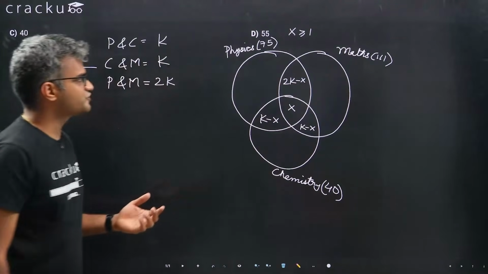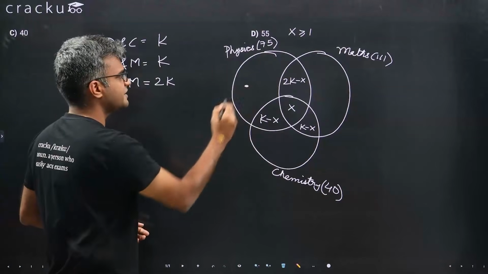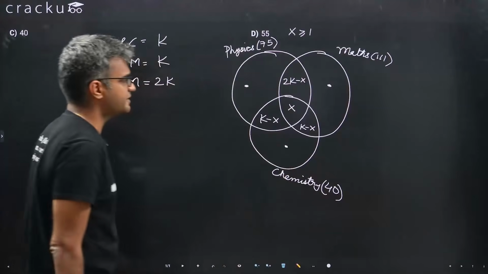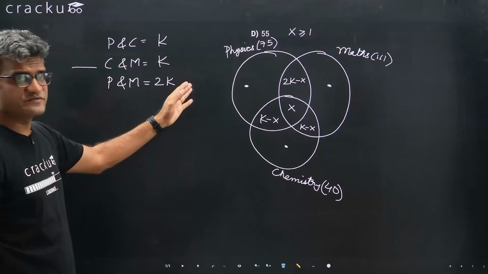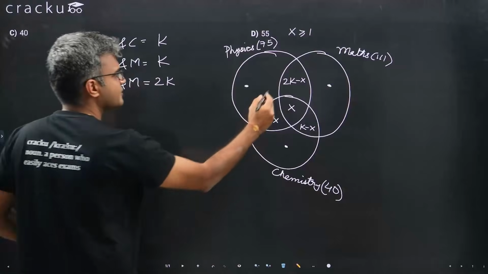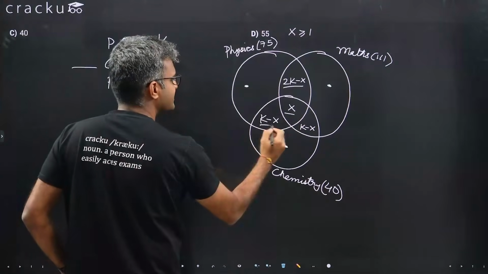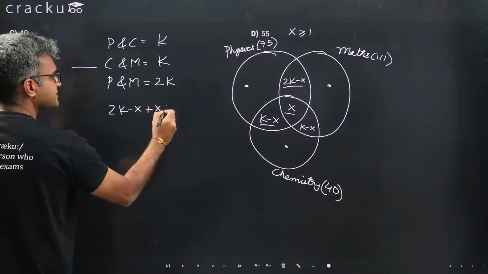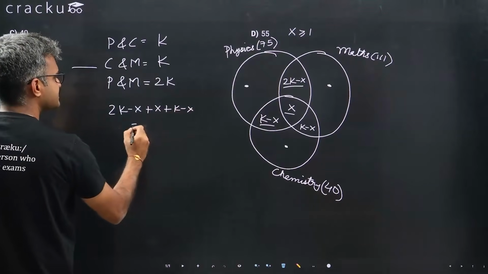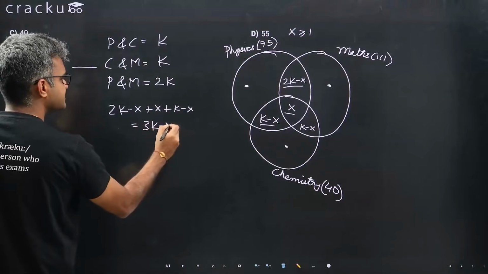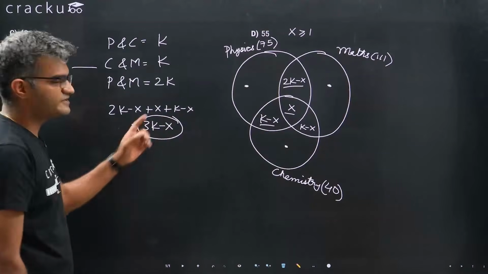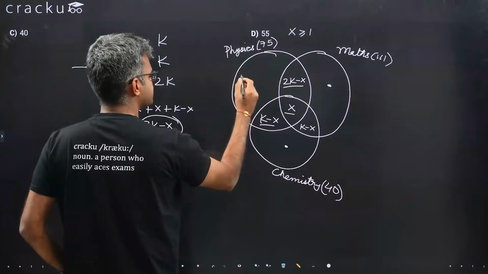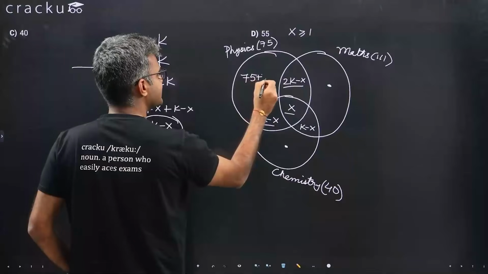Now we can identify the number of students who chose only physics, this part, the number of students who chose only maths, this part, and the number of students who chose only chemistry, this part. Total number of students who chose physics is 75. From that, we have to remove 2k minus x and k minus x. What is 2k minus x plus k minus x? This is equal to 3k minus x. This we have to subtract from 75 to get the number of students who chose only physics. So this will be 75 plus x minus 3k.